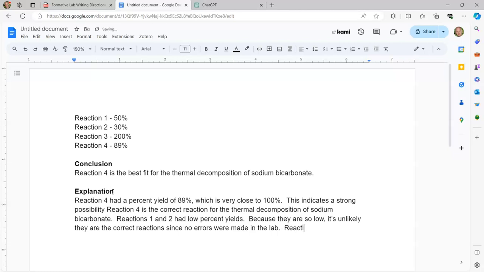Okay, so reaction 3 had a very high percent yield, over 100%, so it is highly unlikely that is the correct reaction.